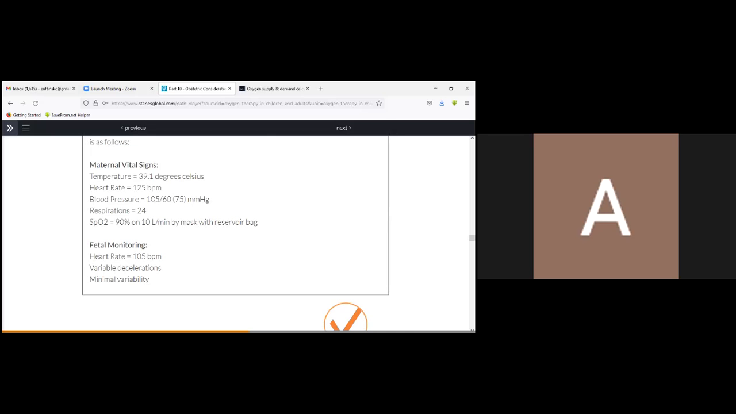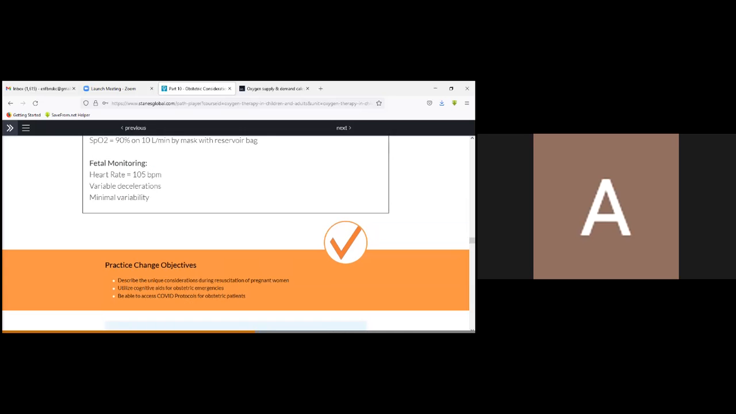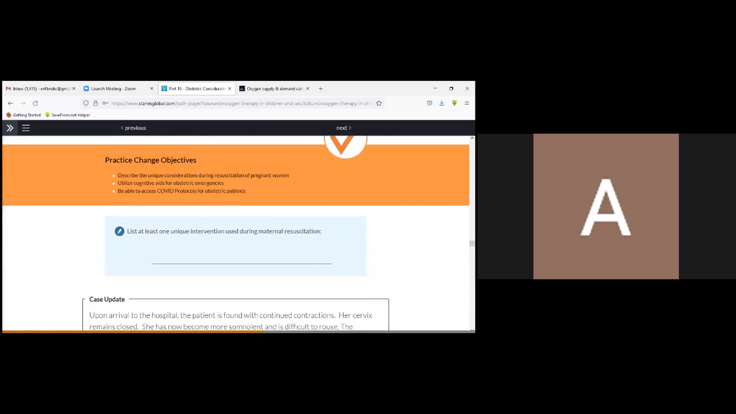So if Dr. Suleiman is around, there are 3 practice change objectives here: to be able to describe unique considerations during resuscitation of pregnant women, utilize cognitive aids for obstetric emergencies, and assess COVID protocols, to have these protocols for obstetric patients, which we can apply. So if Dr. Suleiman is around, he can take us through this section to see what we should do to improve our practice. Okay, sir. Thank you very much, Dr. Datti.